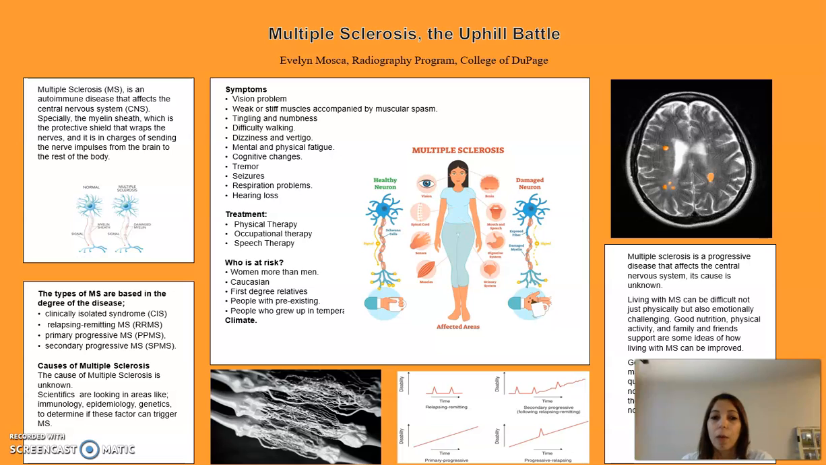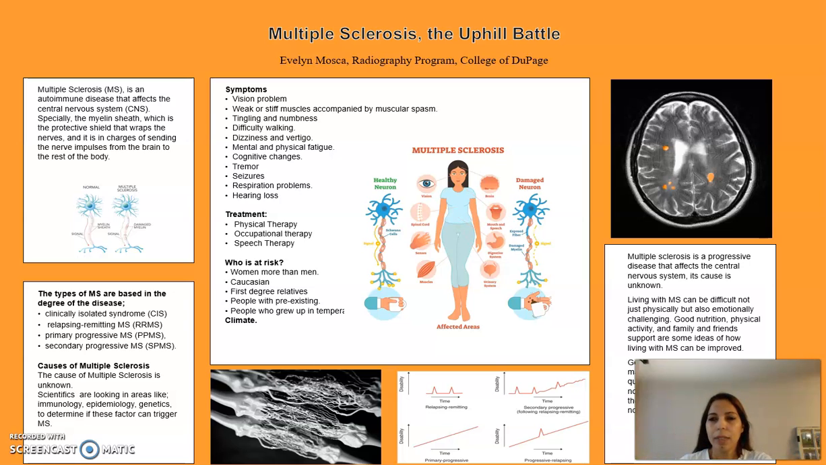Also, women are more susceptible to developing MS than men. White people are at a higher risk of developing it than any other race. As I said, first-degree relatives. People with a pre-existing condition like thyroid disease or obesity. People who grew up in colder weather, like the northern part of the United States or Canada, are at a higher risk of developing MS than people that live in warmer weather.